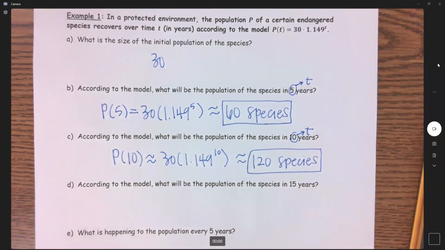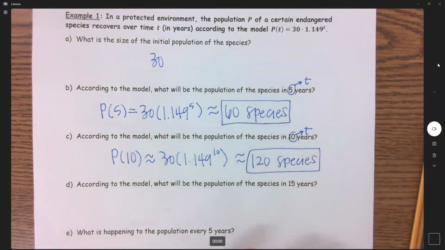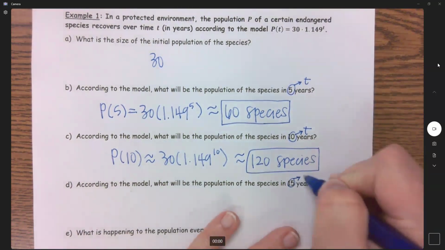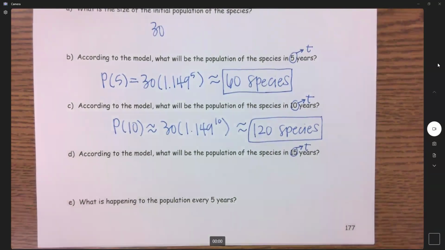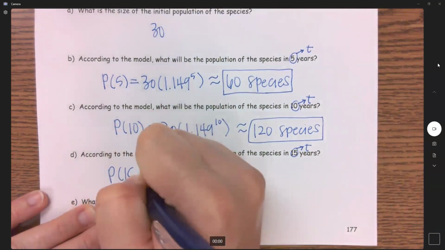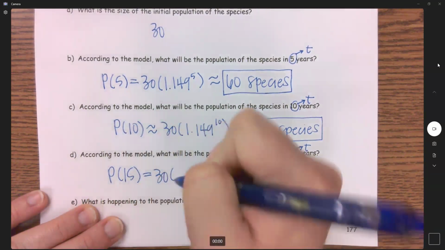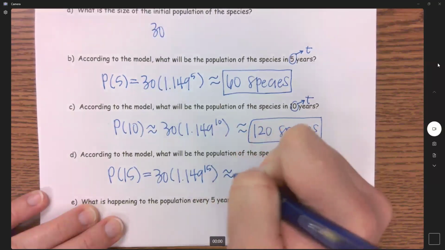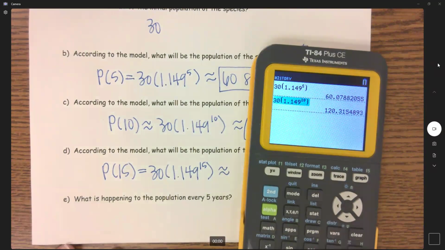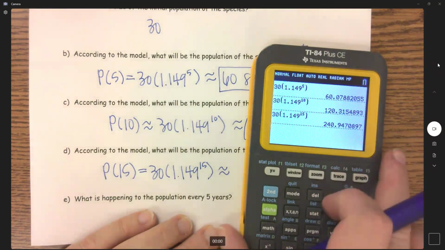Now when I'm teaching this on campus, I always ask, what do you think it will be then in 15 years when we replace that t with 15? Pause the video if you want more time to think about that. So let's arrow up, highlight, and change that to 15. Usually I get the guess of 180 and it is 240, or if I round properly, 241.